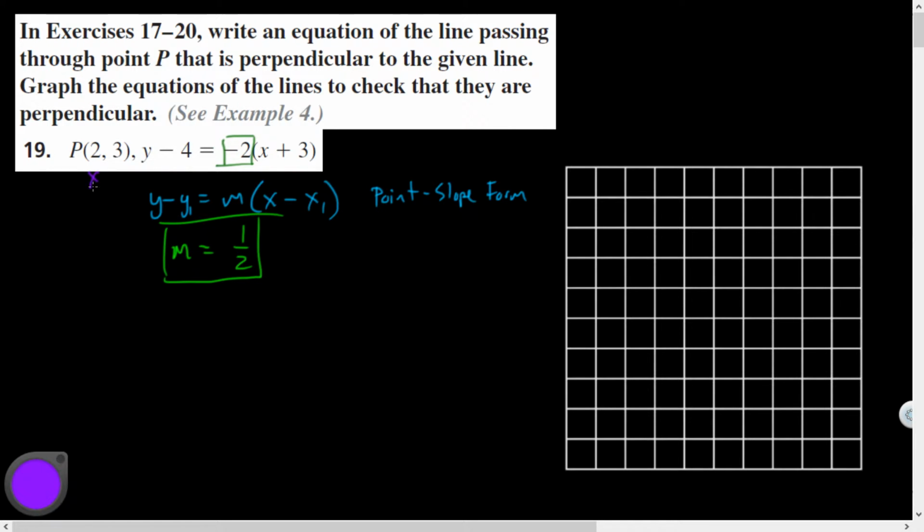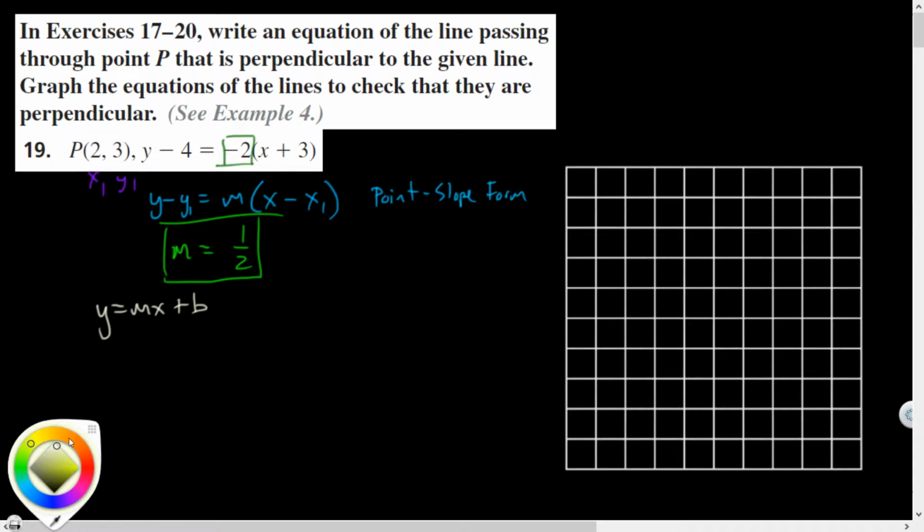Let's see, this we'll call x1 and y1 for the coordinates of that point. So what I'm going to do is plug in, I guess I might as well write that form as well, in the form y equals mx plus b. Let's plug in what we know and solve for what we don't. Right? Alyssa, you following along? All right.